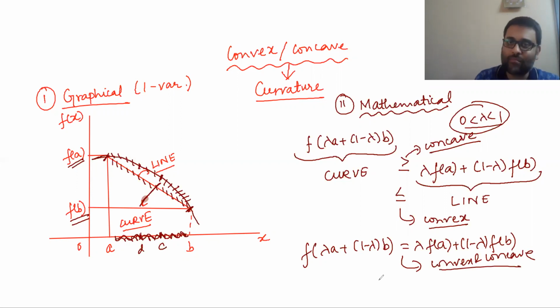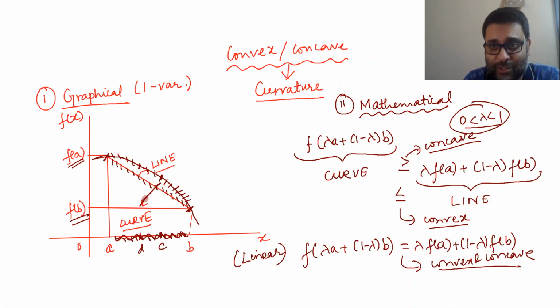And if in some of the parts it will be greater, in some of the parts it will be less, then it is neither convex nor concave. That is, if the function is partly concave and partly convex in two different parts of the domain, then I say that the function is neither convex nor concave. And if the equality holds, then it is convex and concave. This will hold in the case of a linear function.